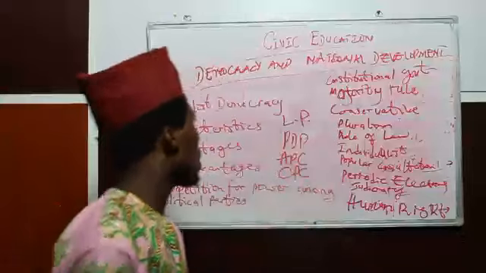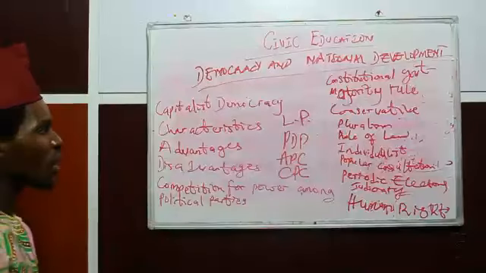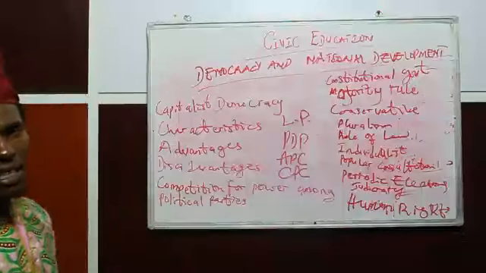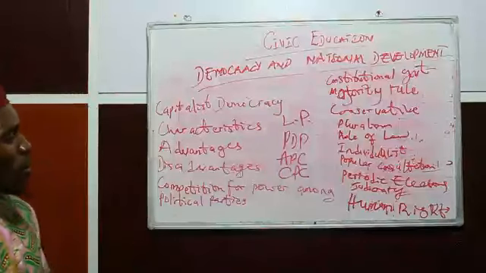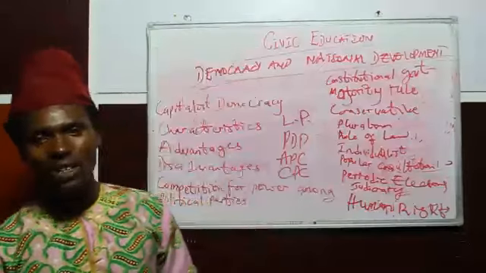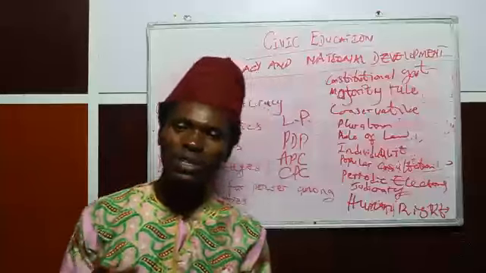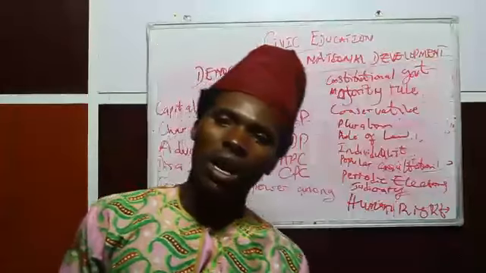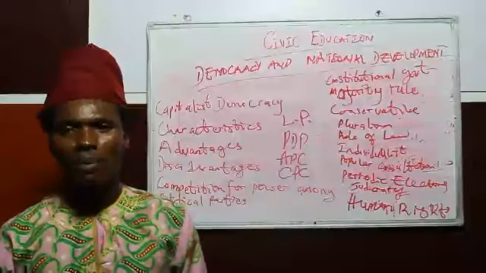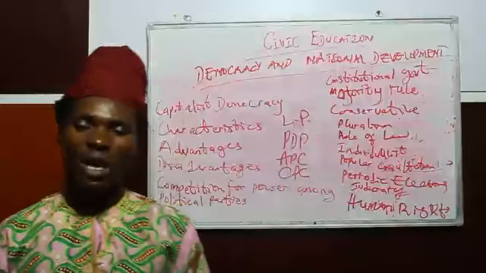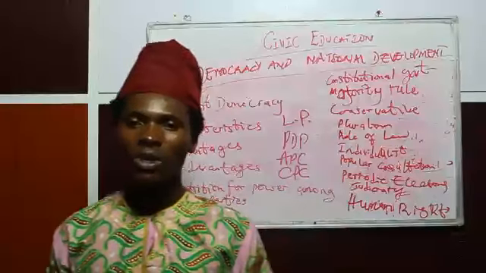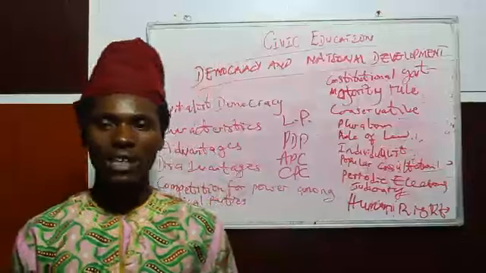Now that we have discussed democracy and national development, under which we considered capitalist democracy, the characteristics of capitalist democracy, the advantages and disadvantages of capitalist democracy, competition for power among political parties, and the rest, we have come to the end of this lesson, and a question is popping up on your screen. I want you to carefully consider attempting the question and provide adequate answers to it. However, if you have difficulties or challenges answering the question, kindly rewind your videotape and take a look at the video once again.